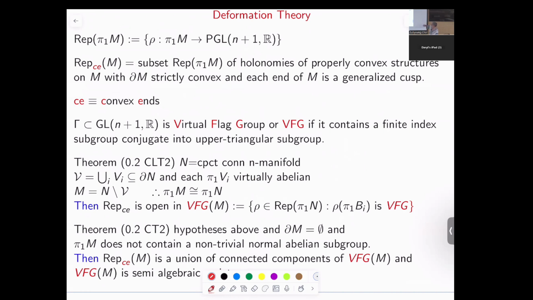Having a convex boundary component, you've kind of got a convex end, and then these generalized cusps are kind of convex ends as well, although that's convex outwards and that's convex inwards. But anyway, so the notation, these are the representations we're interested in. What can we say about the holonomies of properly convex structures where the ends are generalized cusps?